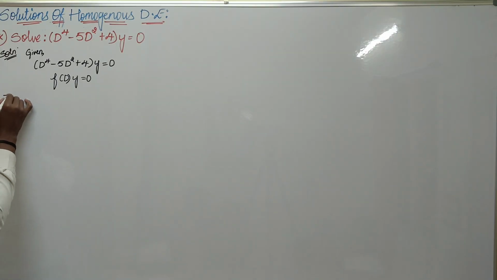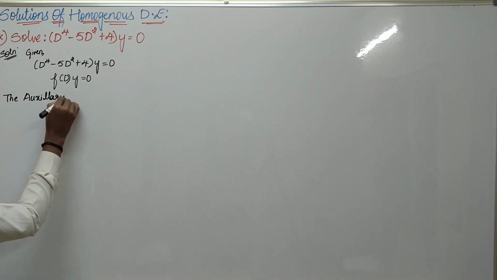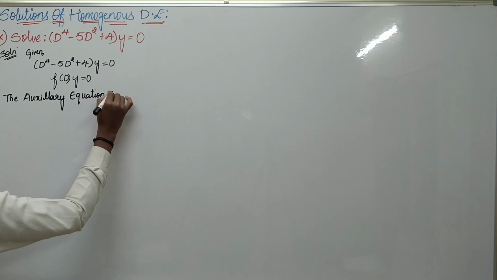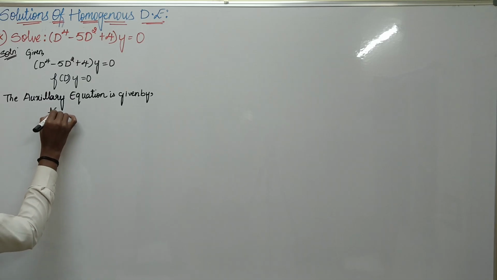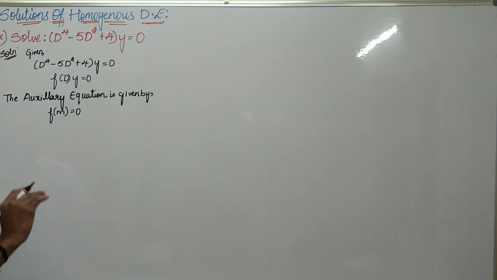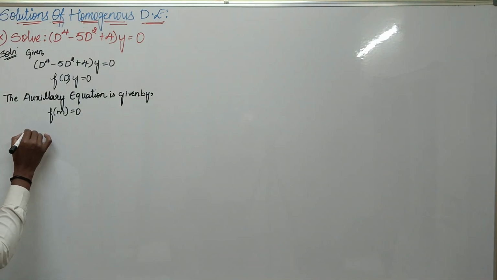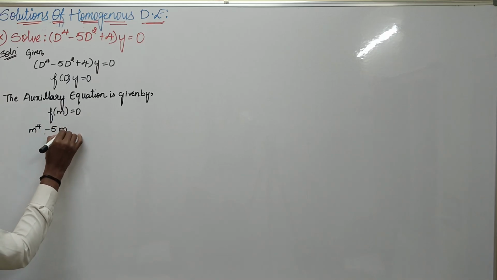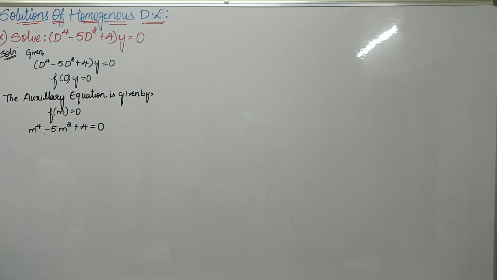The auxiliary equation is given by f of m equal to 0, where we replace D with m, neglecting y. That means m^4 minus 5m^2 plus 4 equal to 0. Now I need to find the roots of the auxiliary equation.